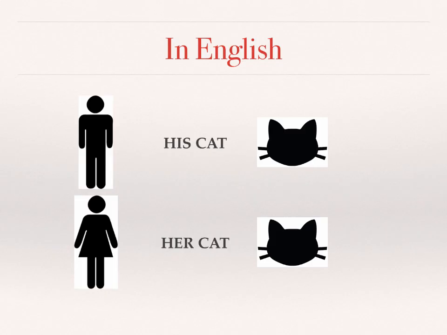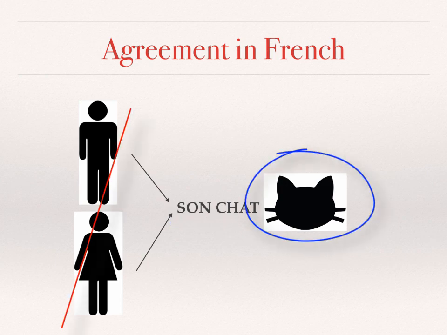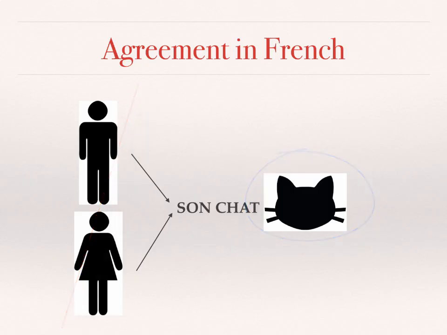We're not interested in who possesses the cat, but the cat itself. So in French, if I'm a boy or if I'm a girl, I will say son chat, her cat, his cat. It's the same because we're interested in the gender of the cat and not the owner. So cat being masculine, I'm using son.